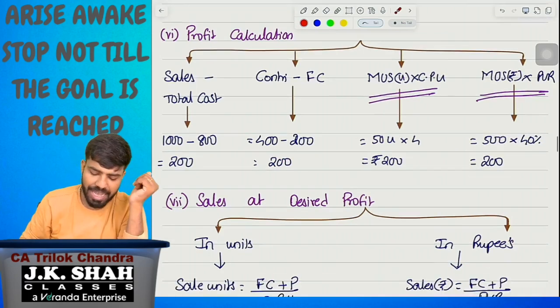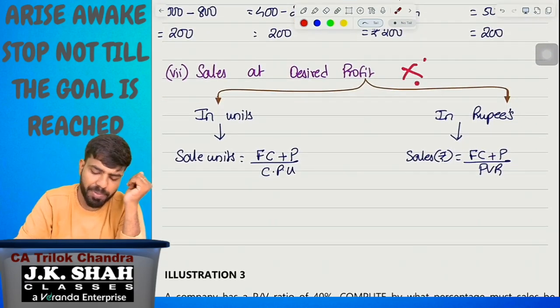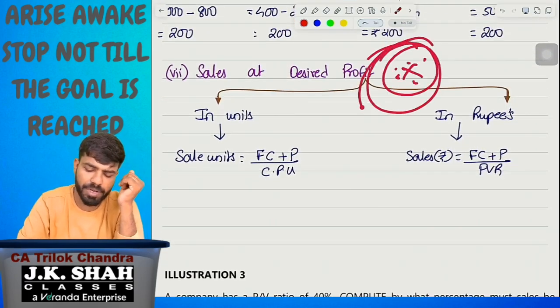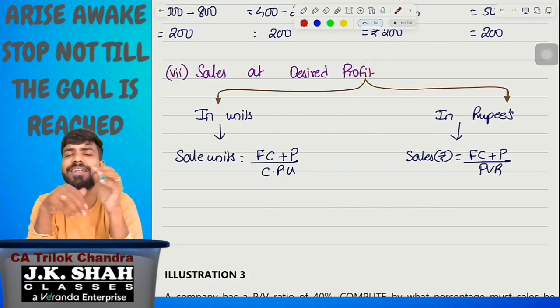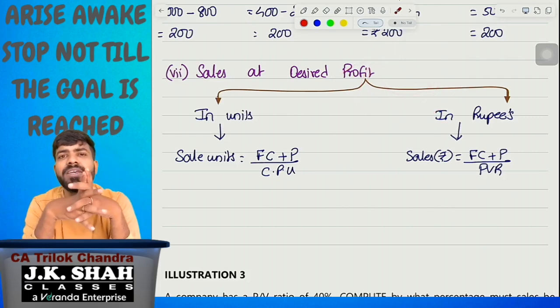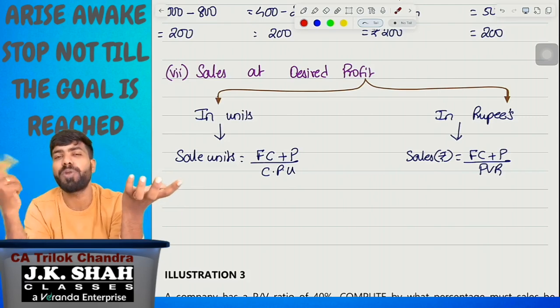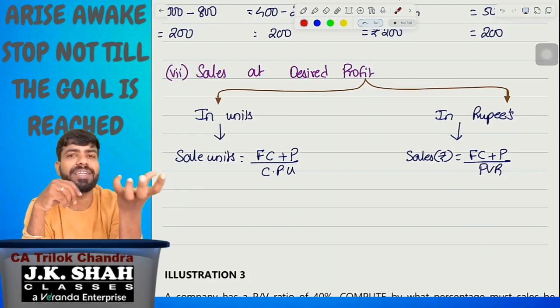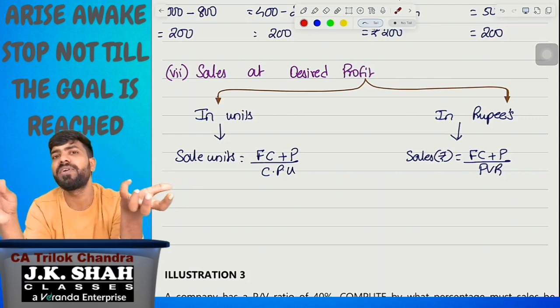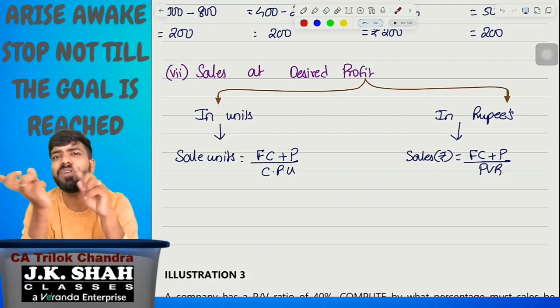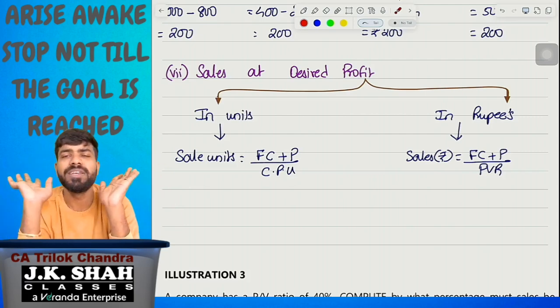At last, sales at desired profit. This is one more very important formula. They will always try to link with this. They will ask you the sales: what is the sales that need to be made to achieve X profit? Or what is the profit that the company can make at the sales of X amount? So they will always try to link the sales with the profit or profit with the sales.